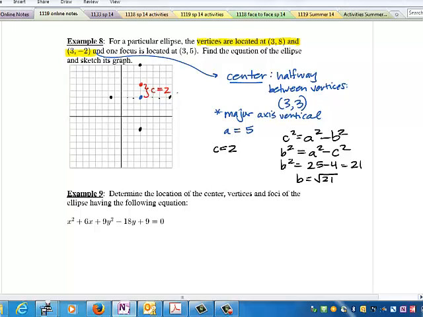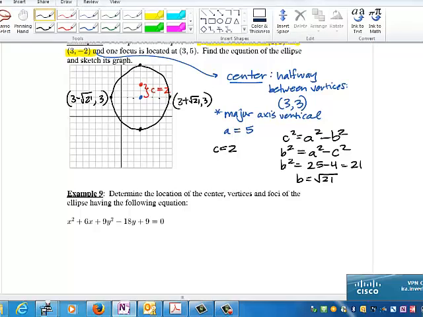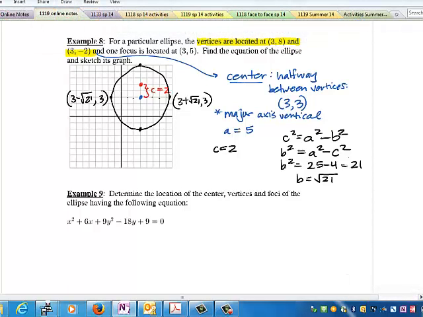And so this endpoint would be, let's see, the center was 3, 3. So 3 plus square root of 21, 3. We wanted to add square root of 21 to the x. And this one would be 3 minus square root of 21, 3. Moving to the left. And now we've got at least the sketch of this thing done. There we go. And we still need the equation.